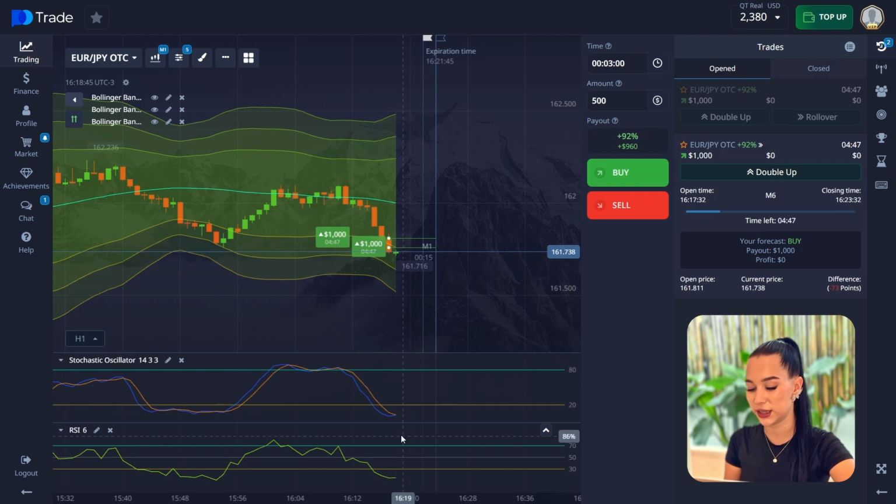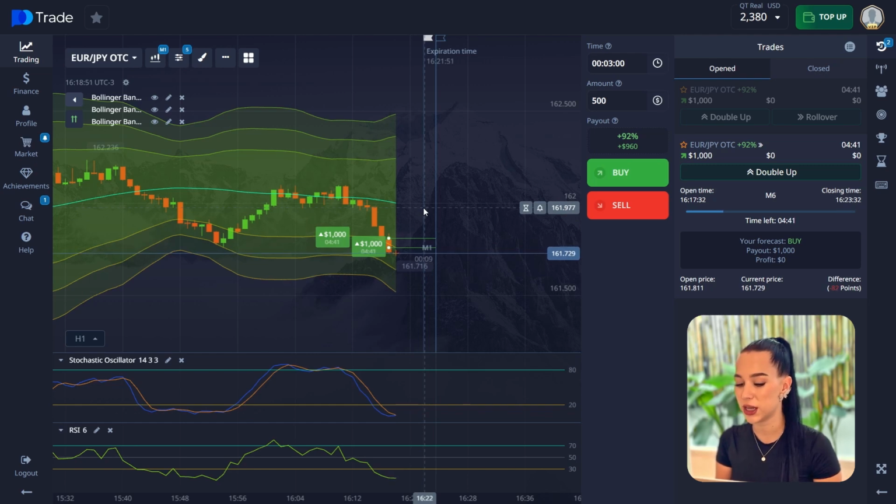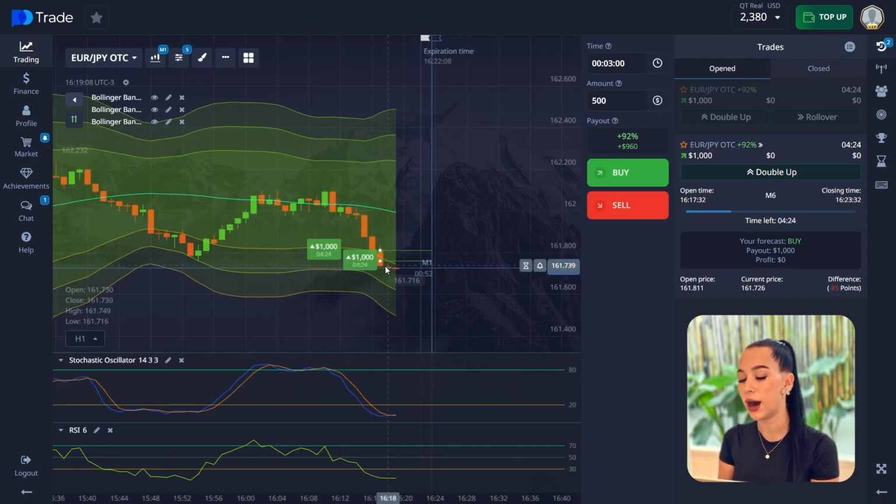And also we can see that the line of RSI also started going a little bit higher. But again, it's going really slightly. And as we can see, it's pretty good that we opened a rollover here, because as you can see, it just went a little bit lower when we opened the trade. And now only because of the last candle, it started growing and growing. So we have a pretty big chance to close this trade.